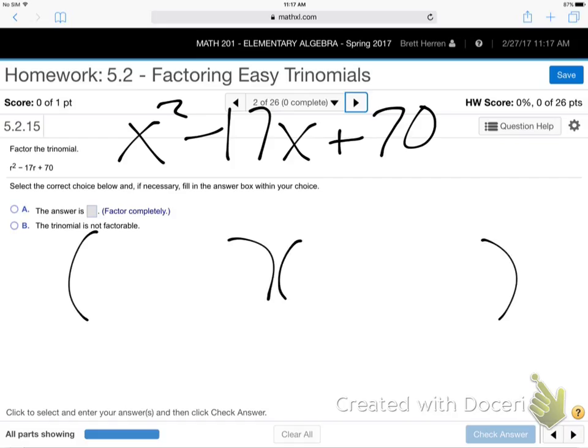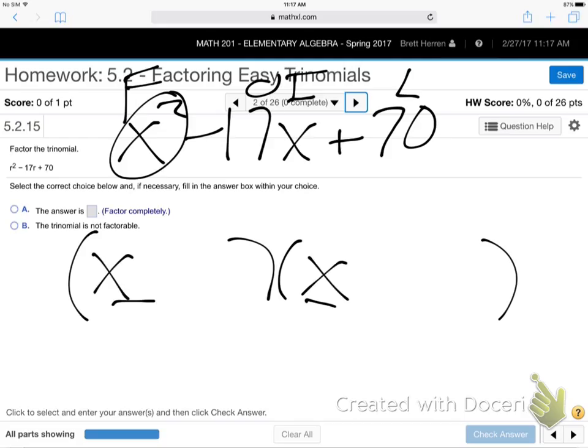And think about FOIL, F-O-I-L, right? Front times front. You got front times front to make front. What times what makes X squared? Yeah, that's just X and X. That's always an easy start. But then last times last, jump to the last first. Don't do the middle. Jump to the last before you do the middle.